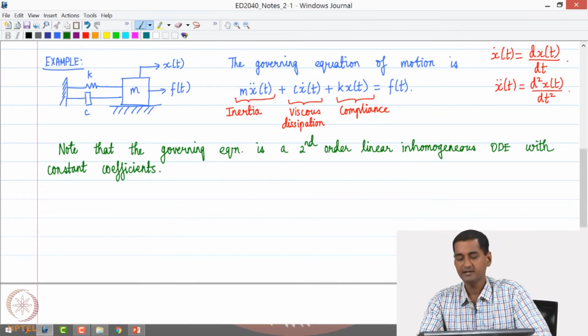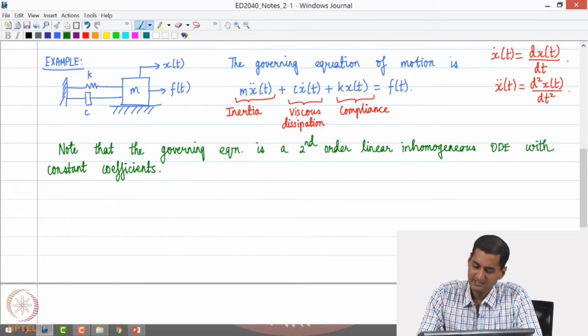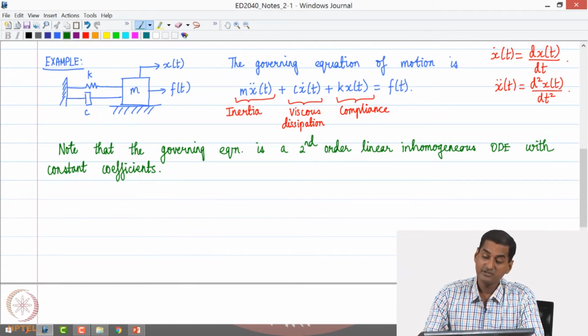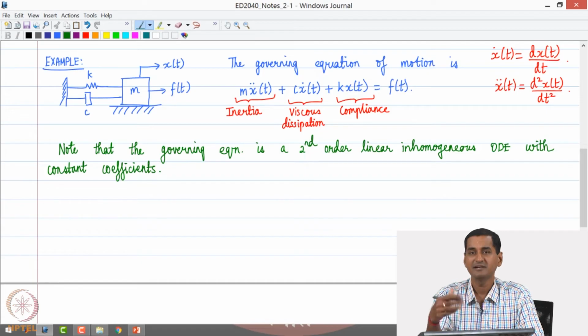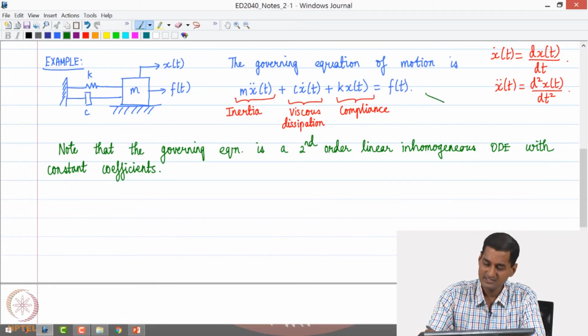So we can see that the order of the system is 2 because we have a second order derivative in the governing equation. It is linear, as is evident from the governing equation, because the equation is linear in x of t and f of t. It is inhomogeneous because we have a forcing term on the right hand side of this ordinary differential equation, and it has constant coefficients, which is reflective of the system being time invariant. So this is an LTI system. So this is essentially an LTI causal single input single output system, the class of systems that we are essentially looking at.